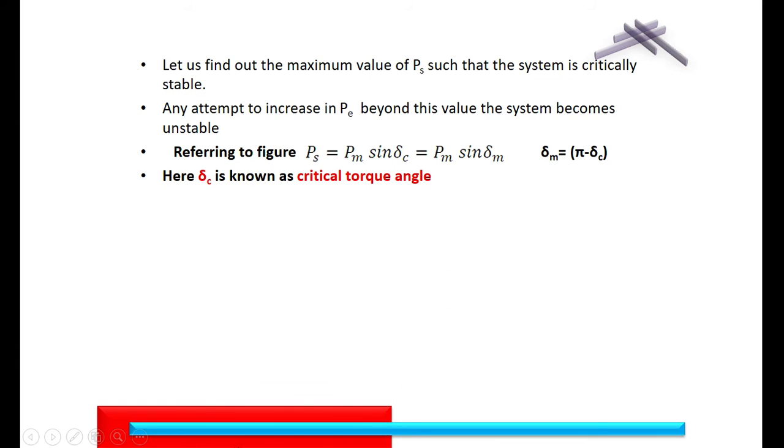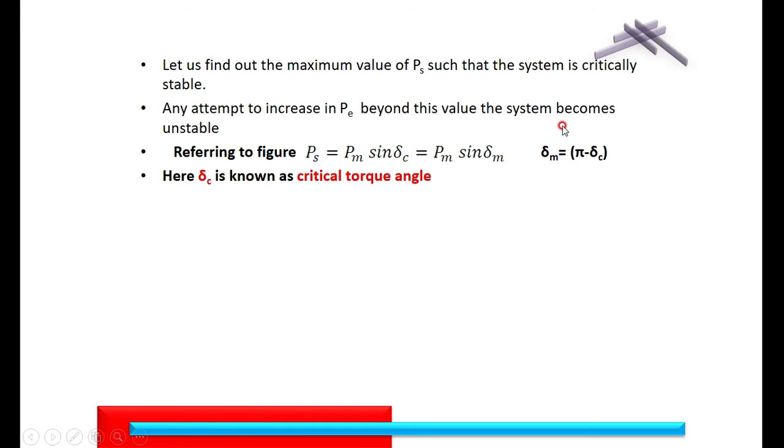Now, let us find out the maximum value of Ps such that the system is critically stable. That is, up to that point the system is stable. If we go beyond that, then it loses its synchronism. That point is what we are calling critically stable.